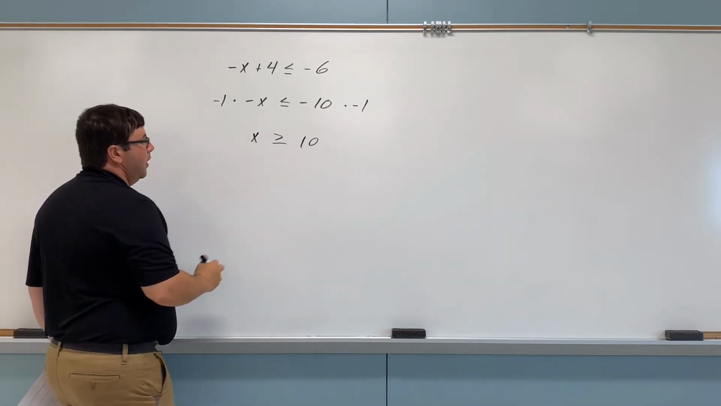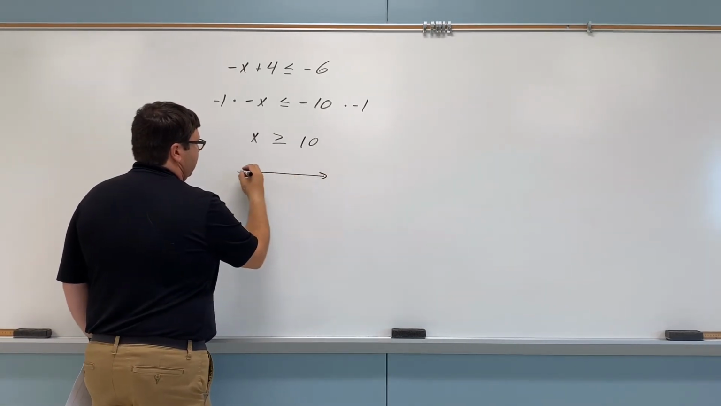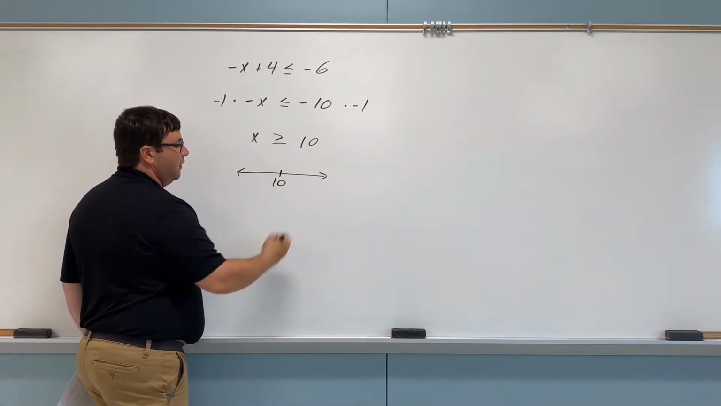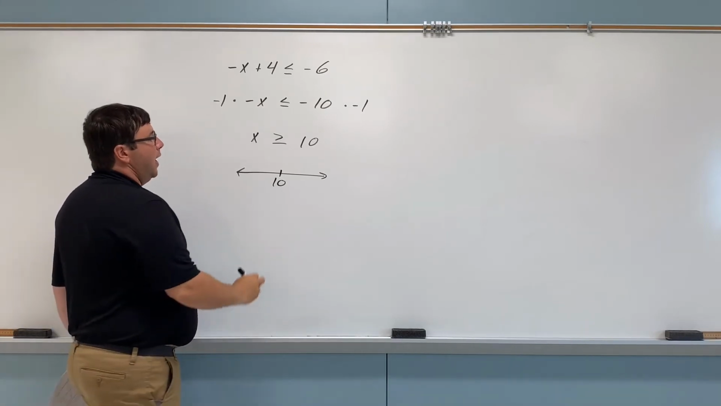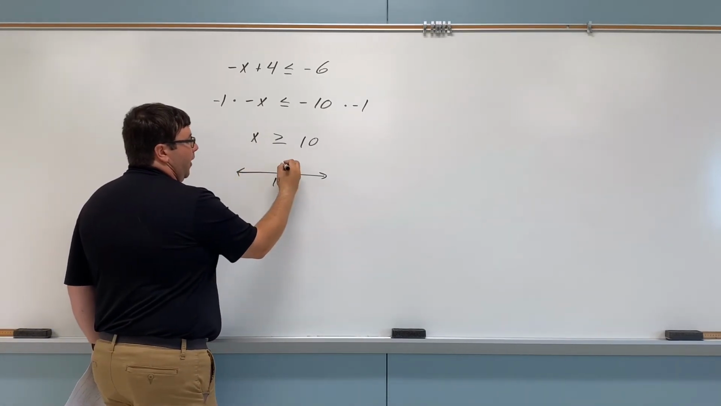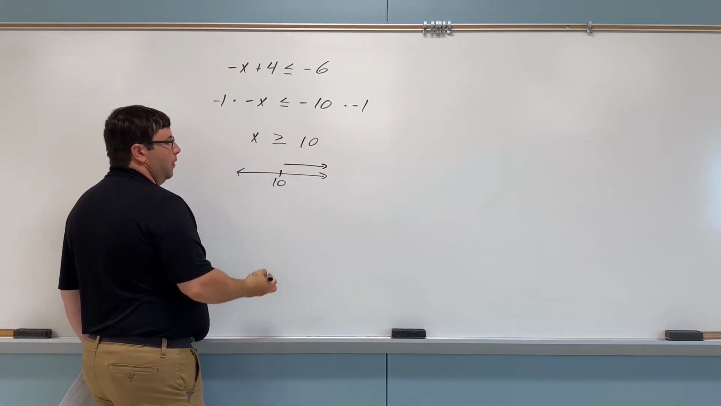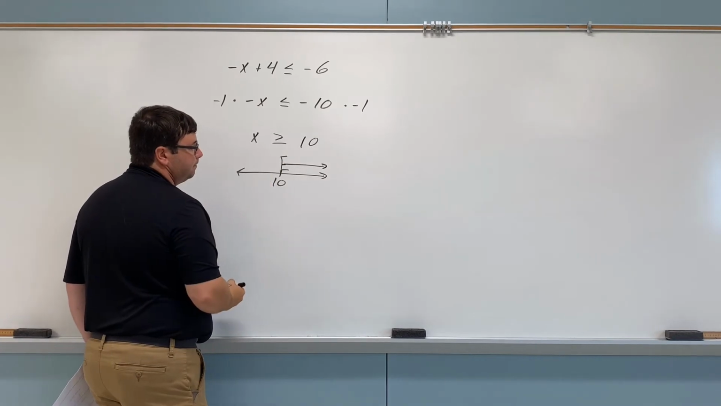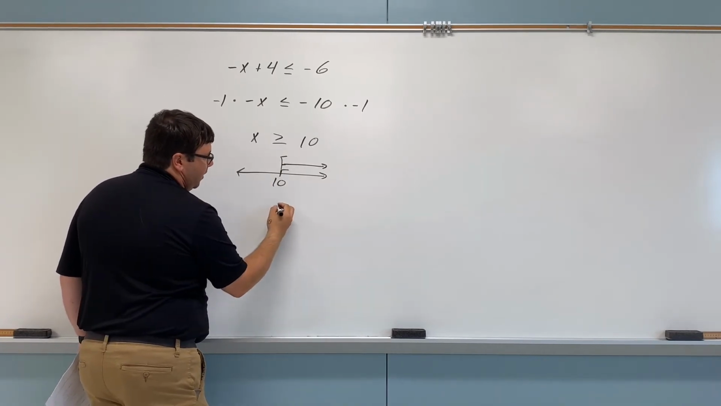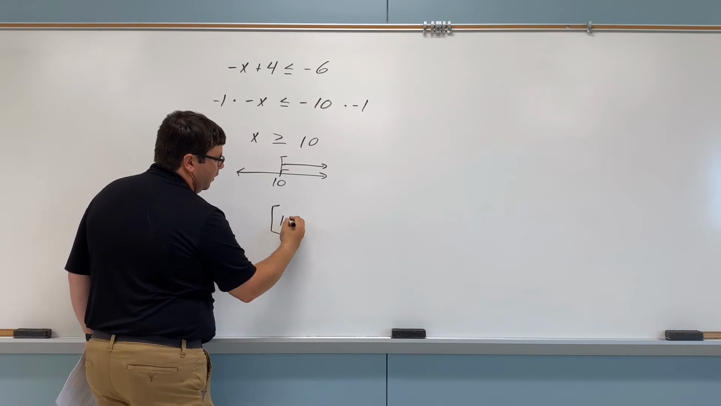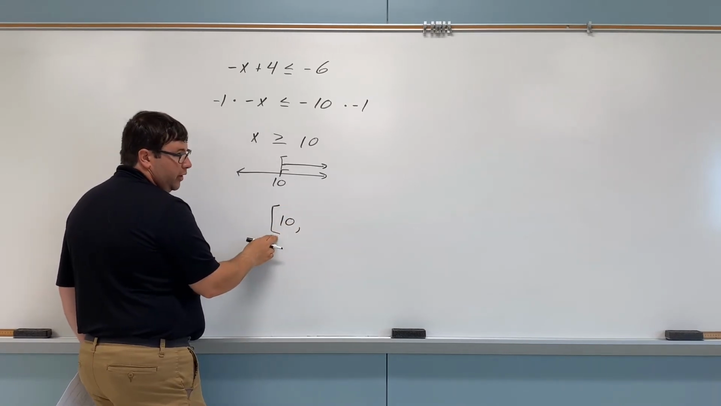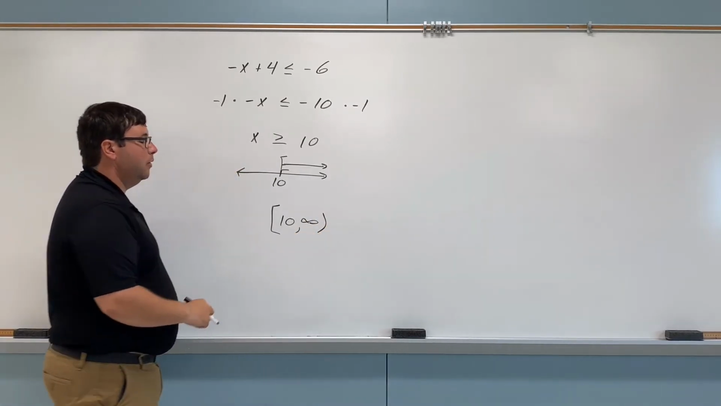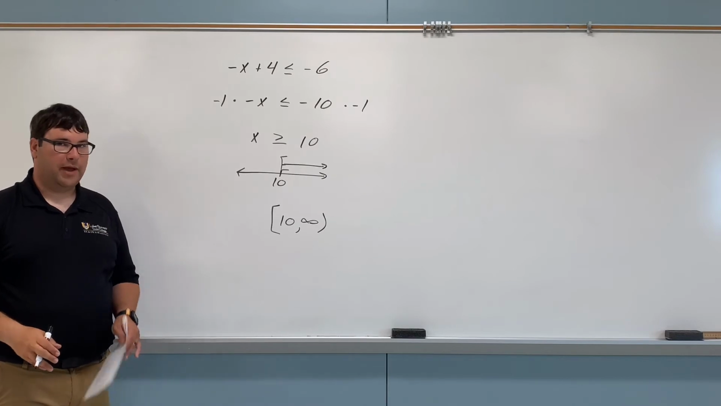Excellent. So we've done that part. We've simplified it. We need to now graph it. Our value of interest is 10. X is on the greater side, so x is in this direction over here. And it can be included. So we're going to put a square bracket. And what that means is that x has a solution set from 10, including 10, to positive infinity. Remember to use a parenthesis to bind that infinity.